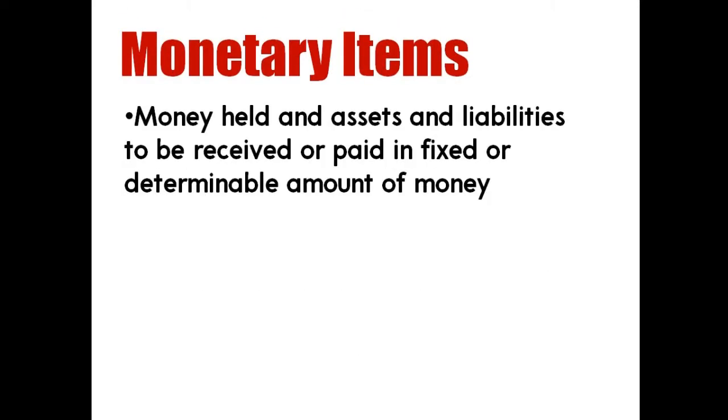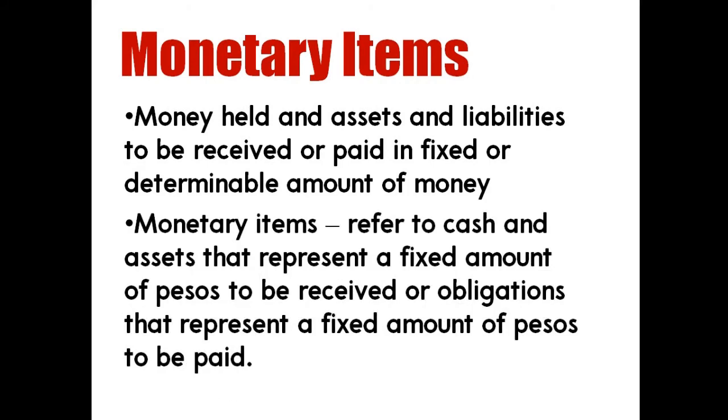Okay? Monetary items. So, these are how do you know that your assets and liabilities are considered as monetary items? So, they are actually money held and assets and liabilities to be received or paid in fixed or determinable amount of money. So, pwede siyang bilhin at pwede siyang sa assets may marireceive kang pera at sa liabilities kailangan siya bayaran gamit ang pera. Ang tawag doon is monetary items. So, monetary items refer to cash and assets that represent a fixed amount of pesos to be received and obligations na pambayad. Ayun nga. Okay?